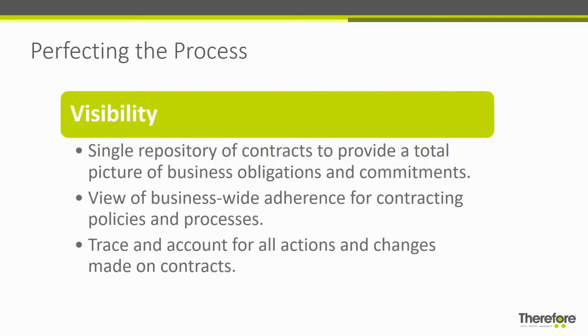Now, when we talk about visibility, improvements in the optimization of contract management processes allow for organizations to possess a single repository of contracts, which of course makes it easier to see the big picture of their obligations and commitments. Of course, increased visibility also means gaining a view of business-wide adherence to these policies and processes, and it allows organizations to trace and account for any actions, modifications, or in general, other processes taken on contracts, which gives them a reliable and easy way to maintain a solid overview of their documents.